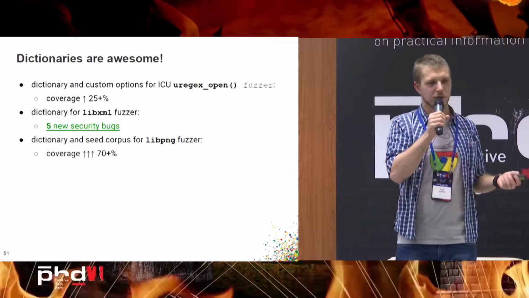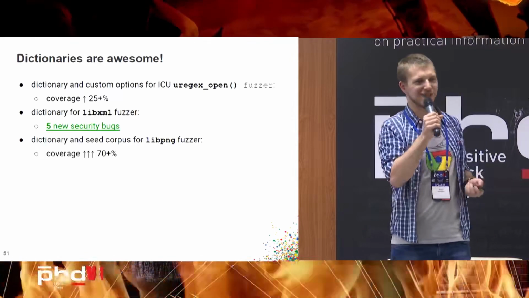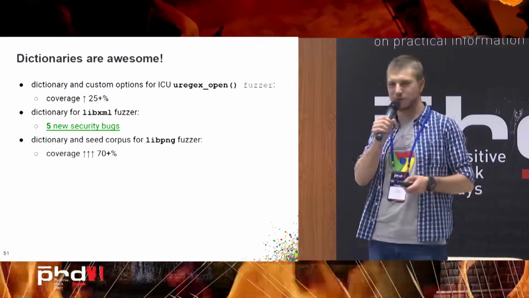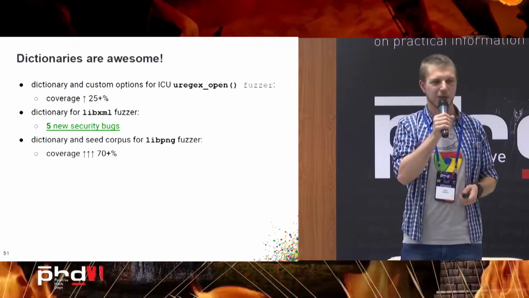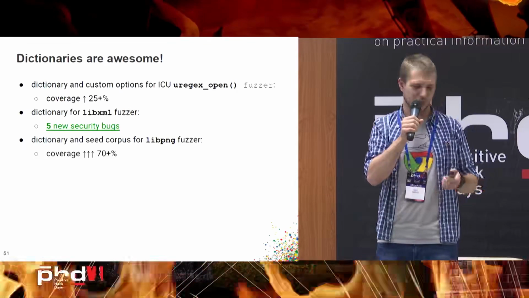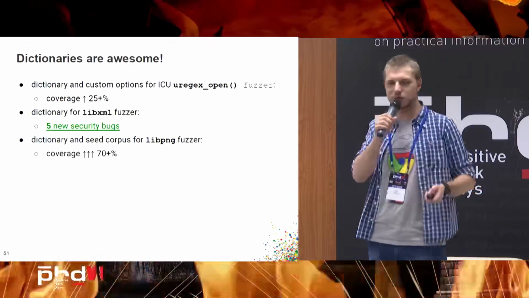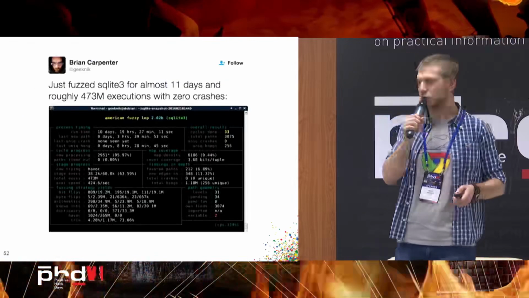You'll see, for example, here that coverage went up by over 25% after we added uregex open. We found 5 new security bugs after we added a dictionary for the libxml fuzzer. And the PNG fuzzer helps us significantly increase the coverage.